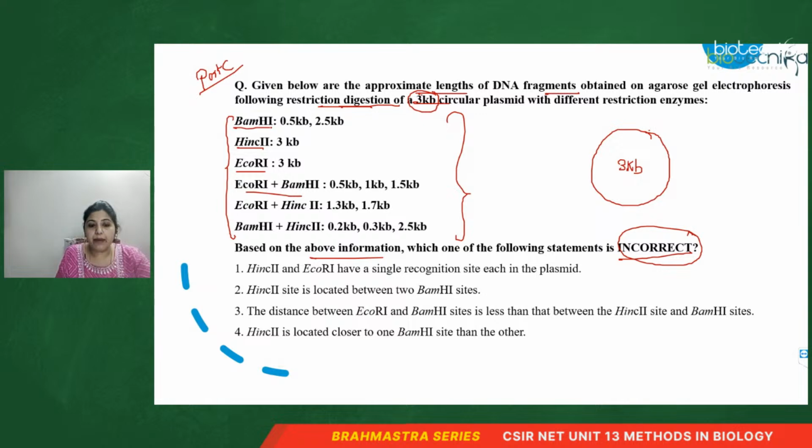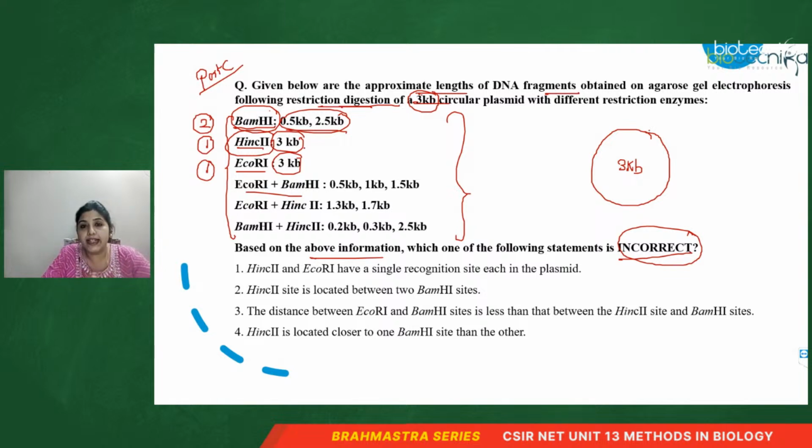So as you can see here, BamHI generates 2 fragments, whereas EcoRI and HincII generate only a single fragment. Here you have to recall the concept that when we perform restriction digestion of a circular plasmid, the number of fragments generated is always equal to the number of restriction sites present of that particular restriction enzyme. So here, BamHI, when we are getting 2 fragments, means that 2 restriction sites of BamHI are present, and 1 each of HincII and EcoRI is present in the plasmid.